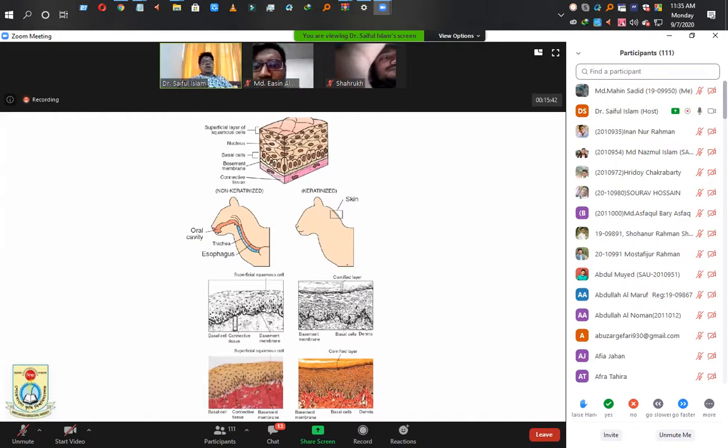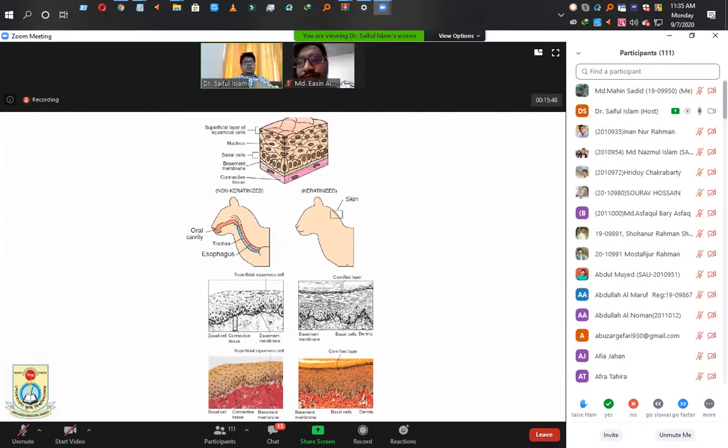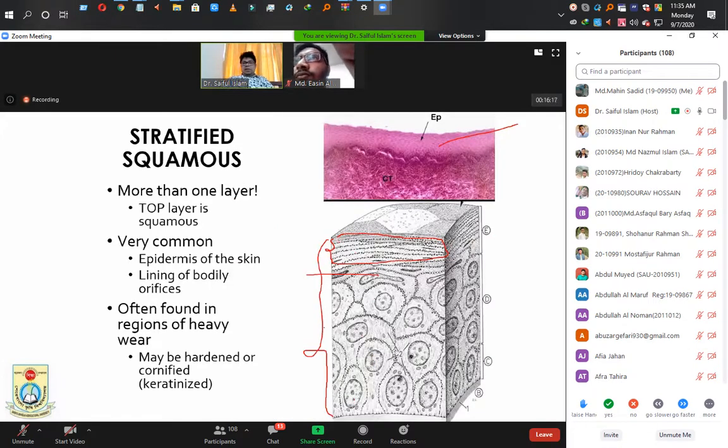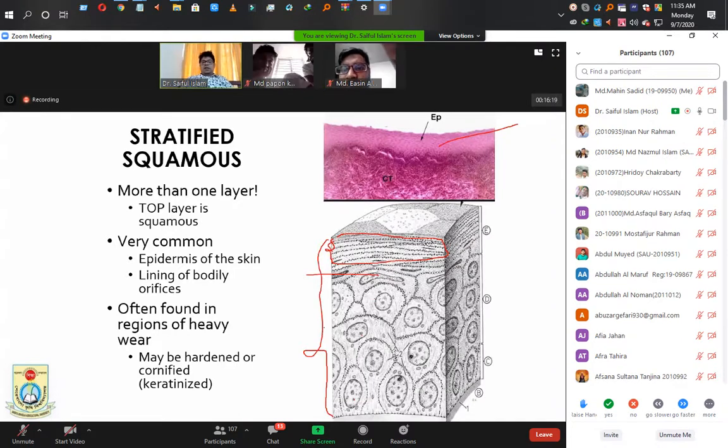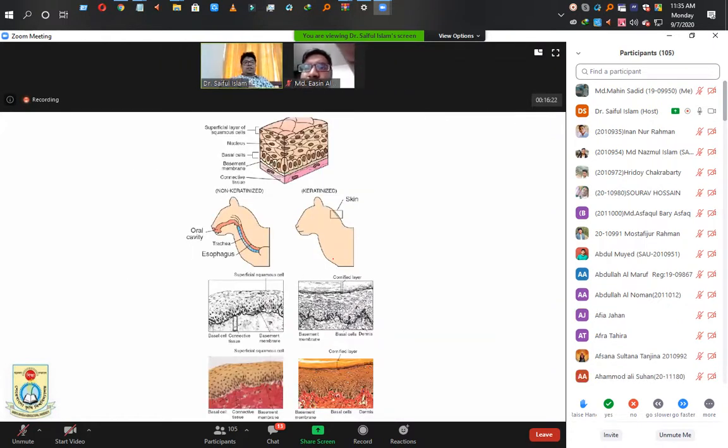So definitely, it needs more protection compared with the internal organs, because skin is exposed. So it always undergoes wear and friction. That's why the epidermis of the skin has stratified squamous epithelium. Not only that, you can see fiber-like things. They form some fiber-like material that is called keratin.